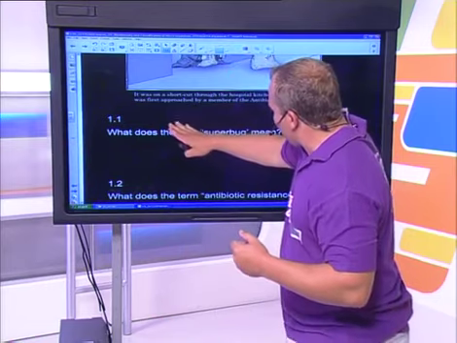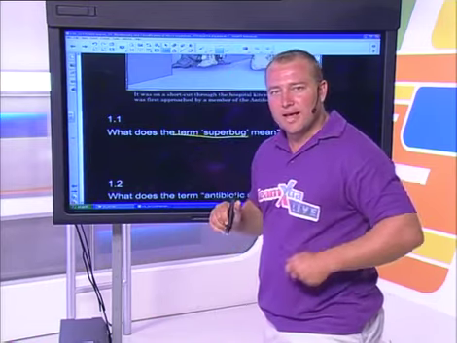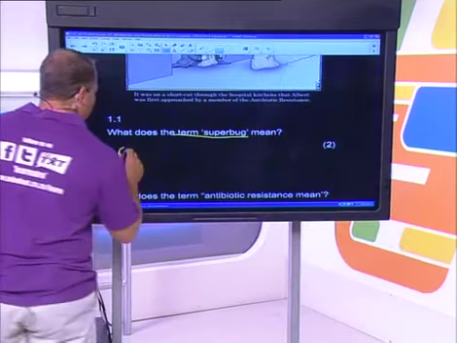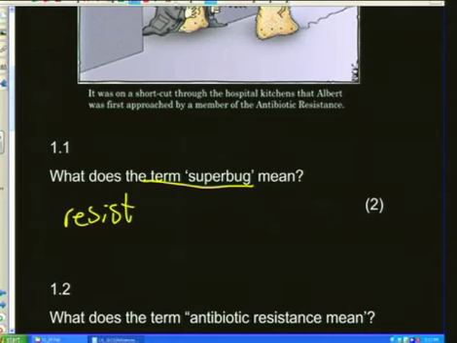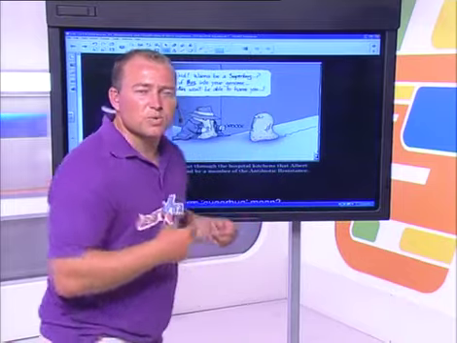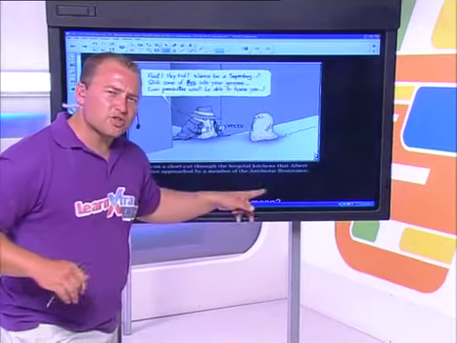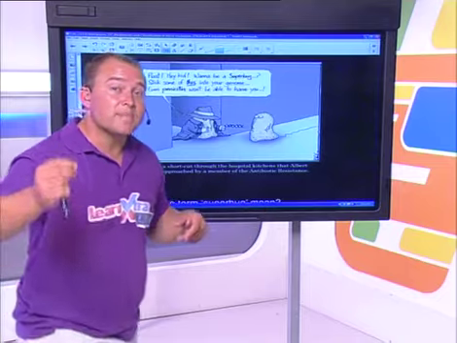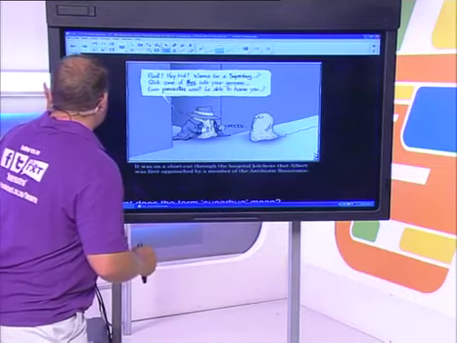So, what does a super bug mean? It means he is resistant to antibiotics. If you have a look at it, resistant to penicillin. Even penicillin can't harm him, because what kills bacteria? Our penicillin and our antibiotics. That's why we're given it. So, is this a virus or a bacteria, by the way? It is a bacteria, not a virus. Next one.